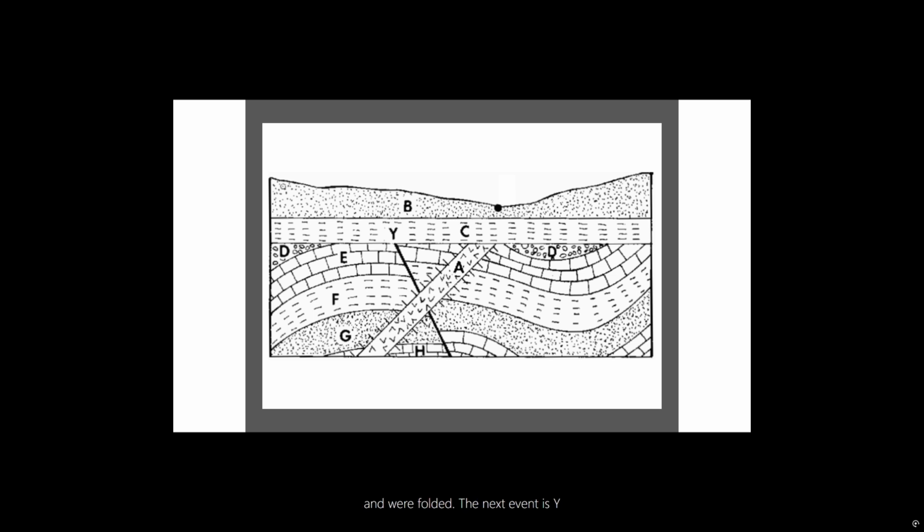The next event is Y, a fault cutting across all of the folded layers, followed by A, an igneous intrusion. We know that A is younger than Y because A cuts across Y. The next event is a return to deposition with beds C and B in that order.